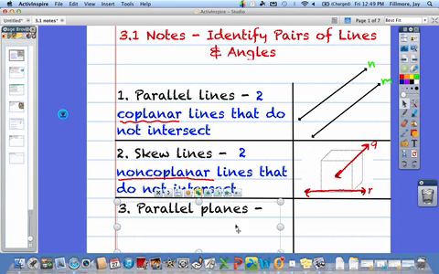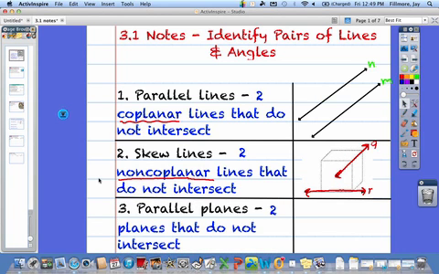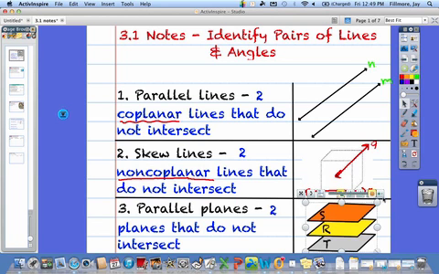Parallel planes are two planes that are parallel. They do not intersect. As an example of that, let's say we have these planes, R, S, and T. All of them are parallel. S and R are parallel. R and T are parallel. And S and T are parallel. And they will never intersect. So three flat surfaces that extend forever in all directions that will never intersect. There's a nice little visual down there for you.